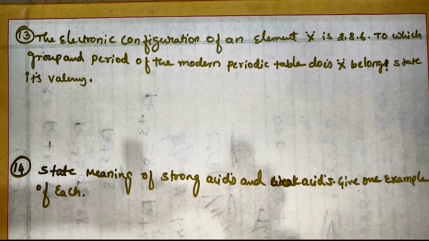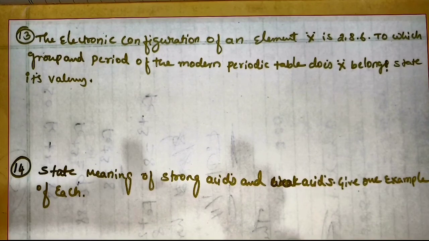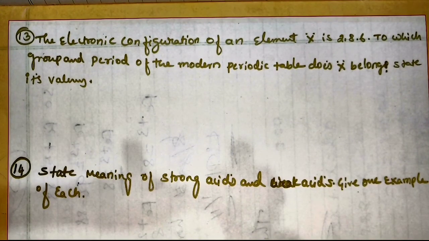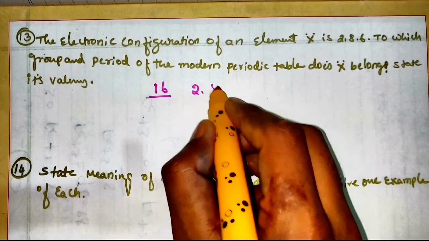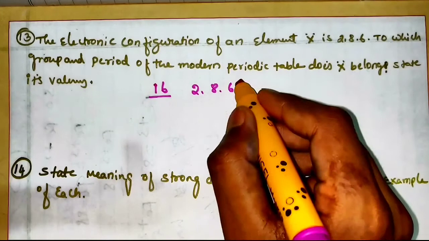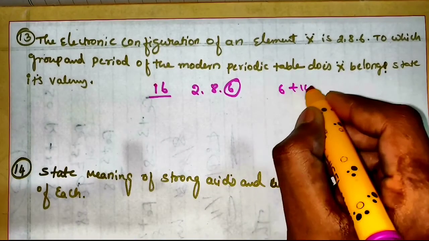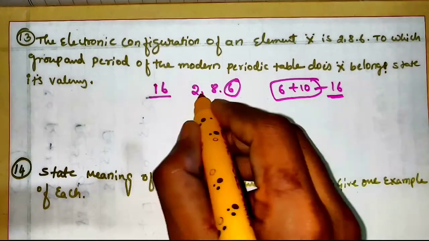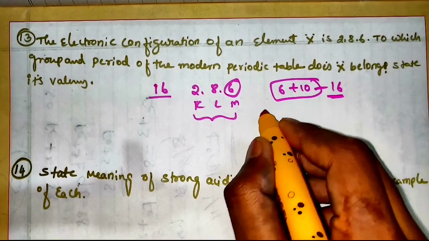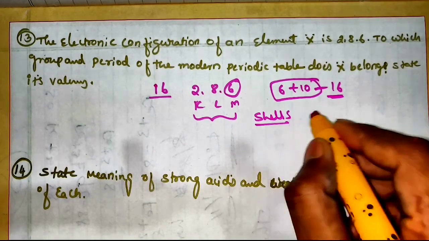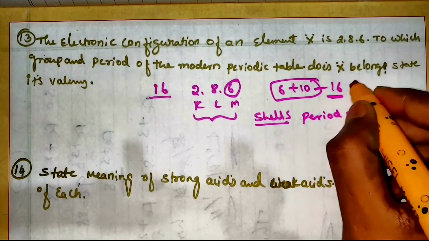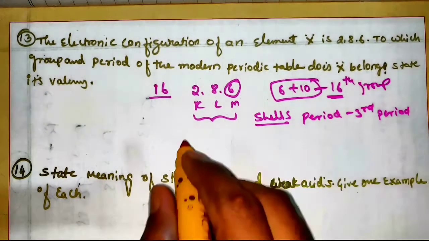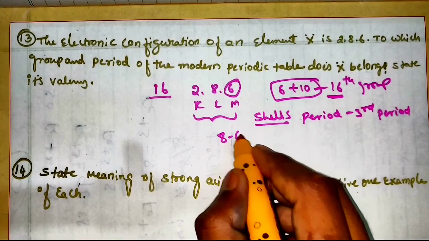Next question: the electronic configuration of an element X is 2, 8, 6. To which group and period of the modern periodic table does X belong? State its valency. It has atomic number 16, because the electronic configuration is 2, 8, 6. So it has 6 valence electrons. So 6 plus 10, it belongs to the 16th group. It contains K, L, M, that is 3 shells, and by knowing the number of shells we can predict the period. So it belongs to the third period, 16th group. What is the valency? 6 valence electrons are there, 8 minus 6, valency 2.